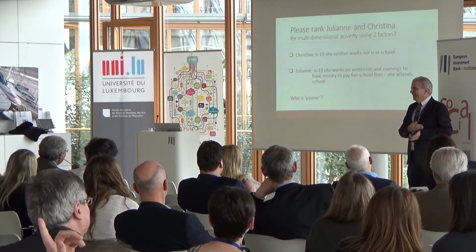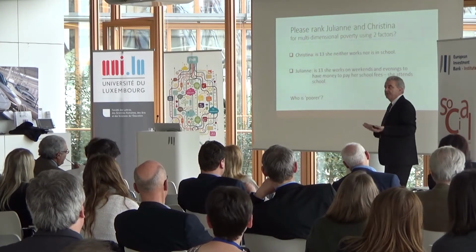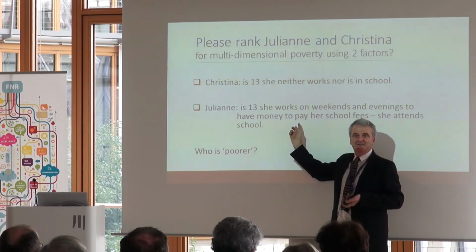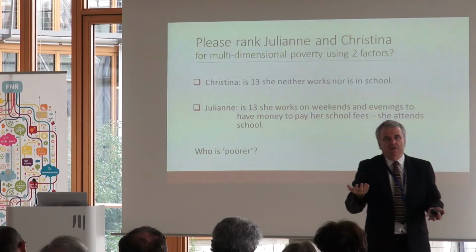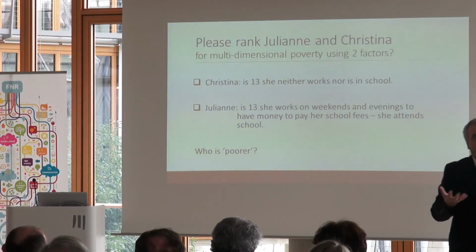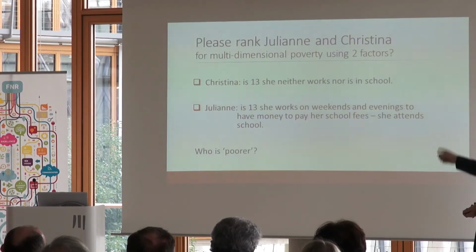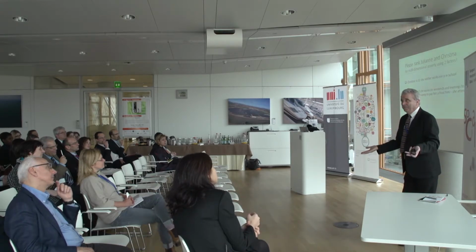Whoa, this is a difficult one. The trade-offs are more difficult because we're actually talking about things which are obvious breaches of child rights. A child who's working to earn their school fees is in school, but is involved in child labour, which we may not want as a positive outcome. Also, their household may have higher income or higher consumption as a result of her work, so material monetary poverty may be lower. Christina neither works nor is in school. That's the worst outcome.